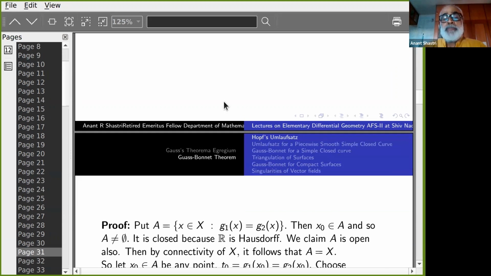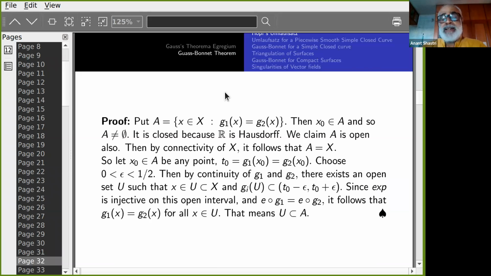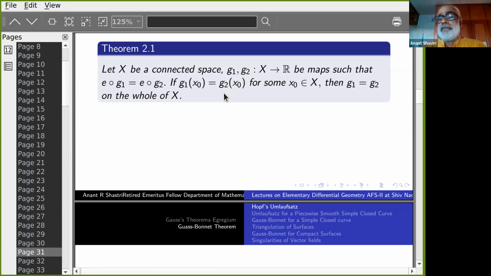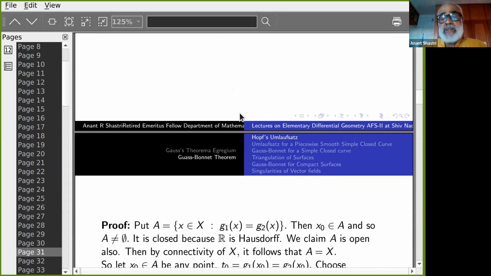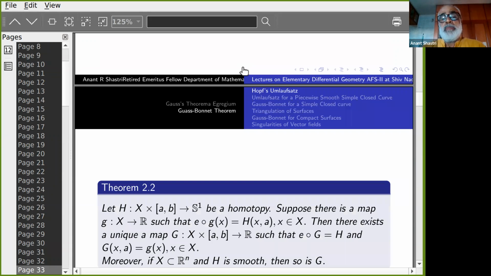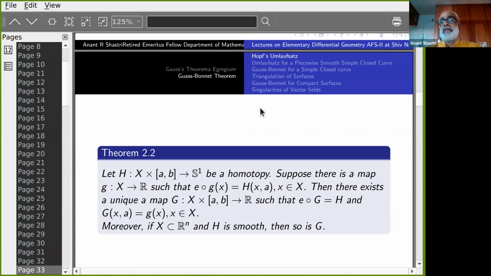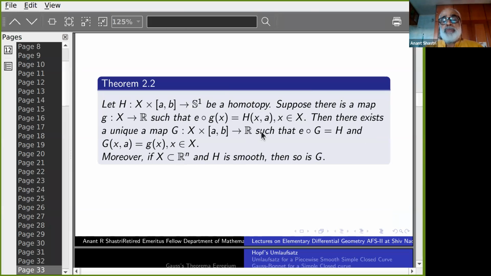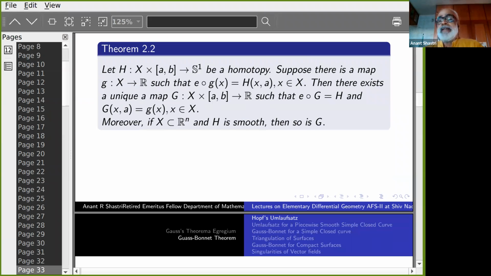So the important thing is why such a function exists. Automatically it will be unique. There is no problem from this part. So why such a function exists? This is what we will be doing in the rest of the lecture today. All right, so proof of theorem 2.2. Any comments? Any questions?